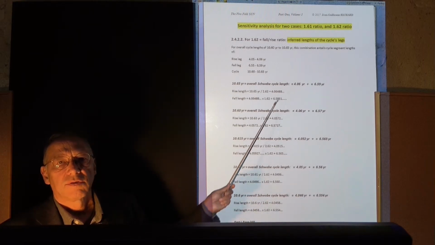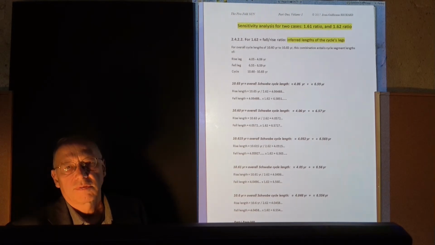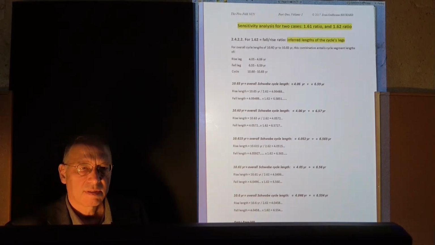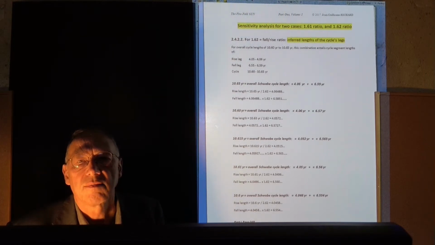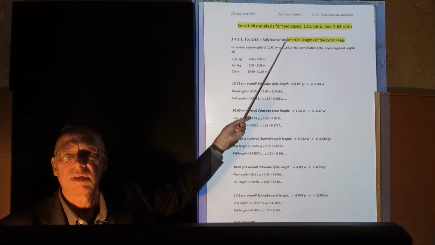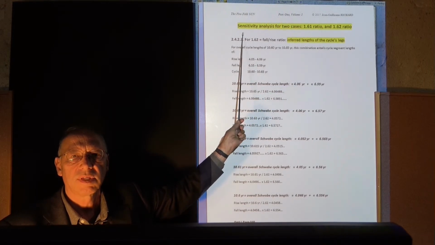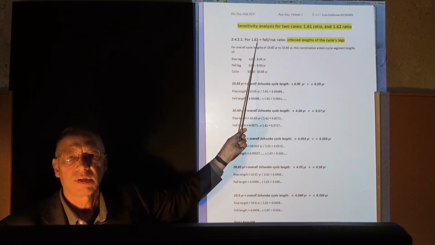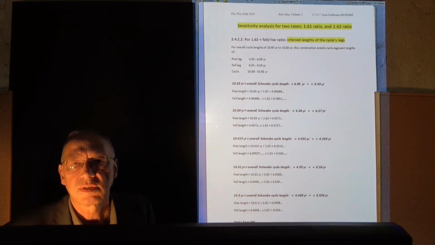We then try to arrive at absolute lengths in years for the characteristic lengths of each leg of the Schwabe cycle based on two cases. In one case we retain 1.61 as a true ratio. In the other case we retain 1.62 as the true ratio. This amounts to a sensitivity analysis, of which I show today in this video only the case for 1.62.